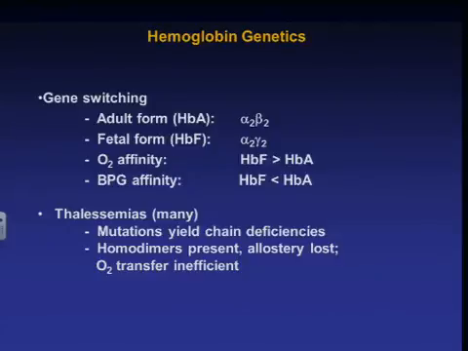So there's switching going on in terms of your genetic expression. During fetal development, this is the form of hemoglobin, and then as you become an adult, this is. All right? So we can ask why in a minute.